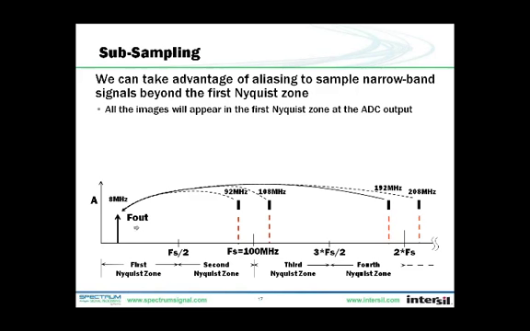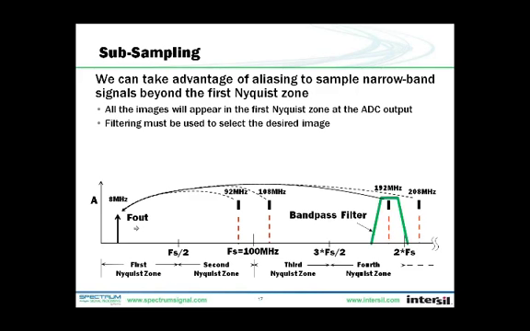Now, you use an anti-aliasing filter to select only the input that you desire. So you can actually use a bandpass filter and select a higher input frequency from one of the higher Nyquist zones and only allow that signal to be translated.